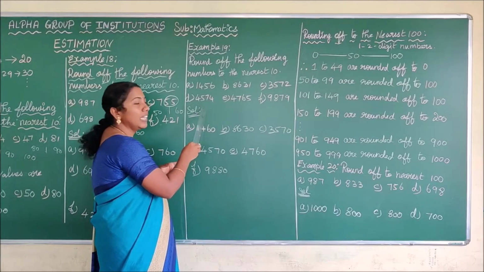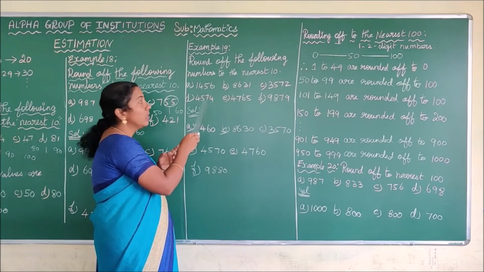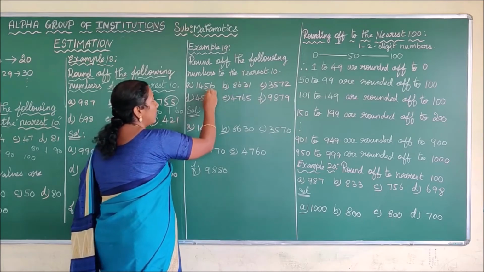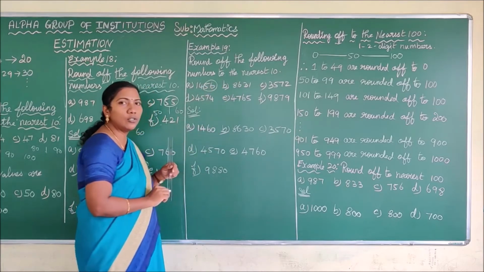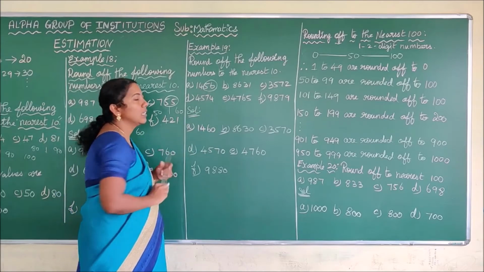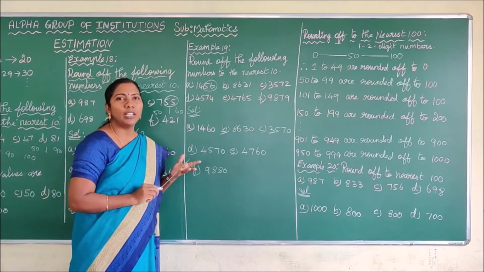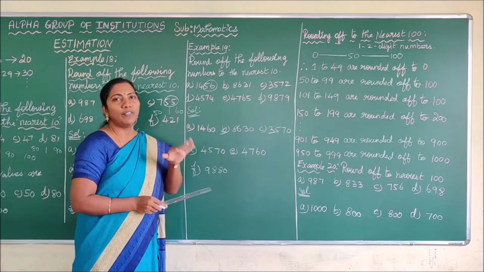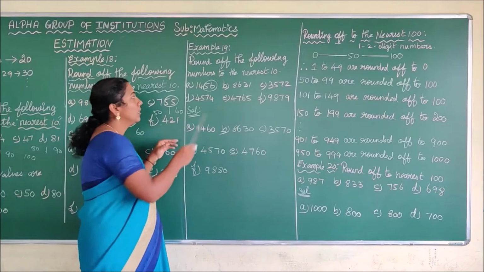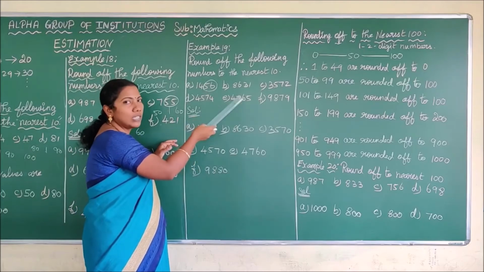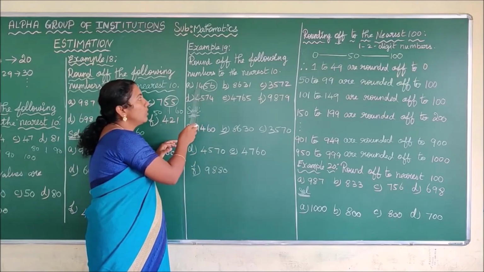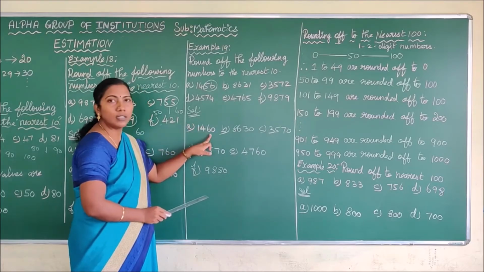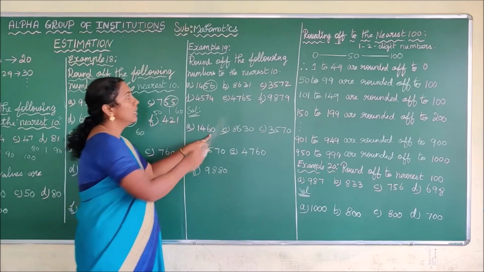See the question, children. Here we have the 4-digit numbers. The first question is 1456. Rounding off to the nearest 10 means you have to consider only the last 2 digits. 56 lies between 50 and 60. So 55, 56, 57, 58, 59 are rounded off to 60. Thus 56 is rounded off to 60, and the rounded value of 1456 is 1460. See the next one.